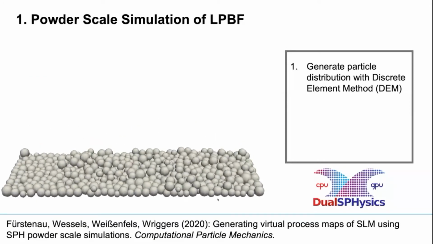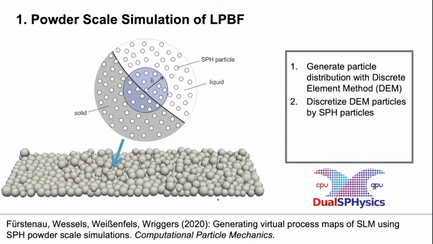What we've seen in this video was the generation of a particle distribution with the discrete element method. So we consider here the particles as rigid. Each particle is represented by one discrete element. And this is only needed for the powder deposition. But in order to display the melt flow, we need to discretize further. We need to discretize these DEM particles by SPH particles. And this is shown here.